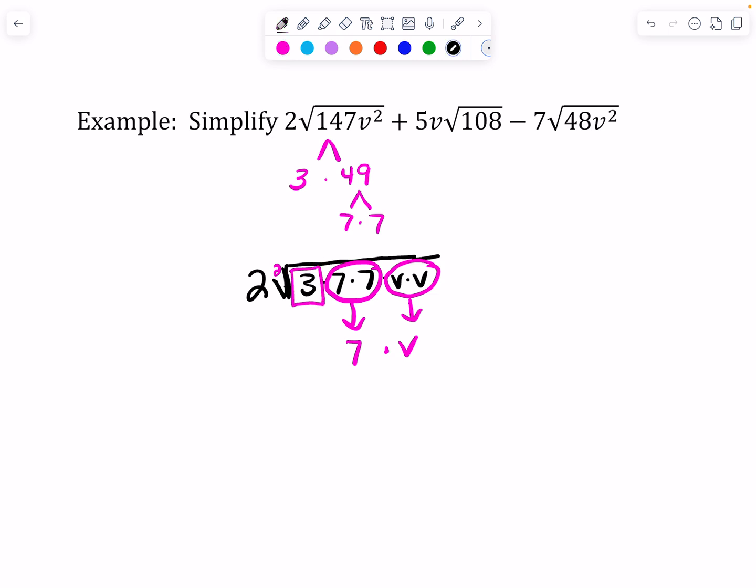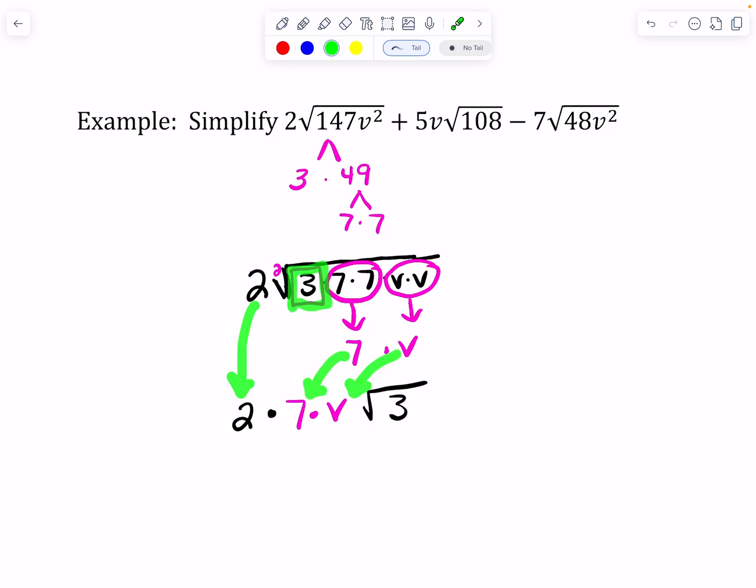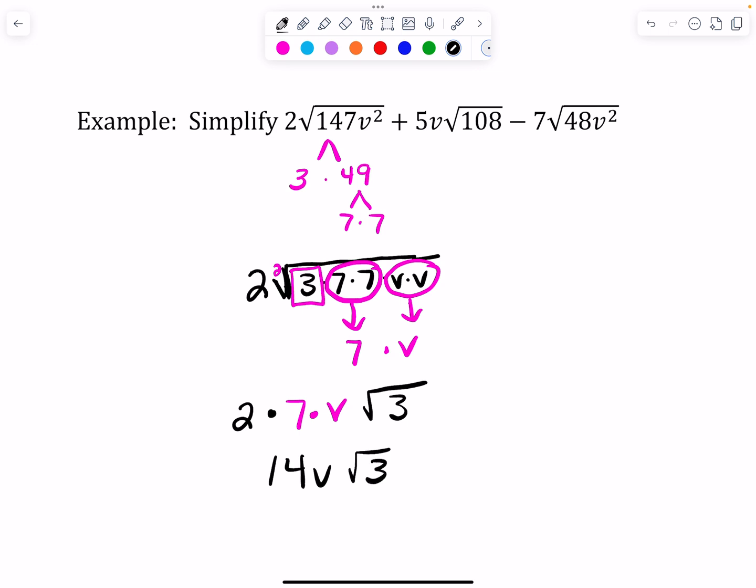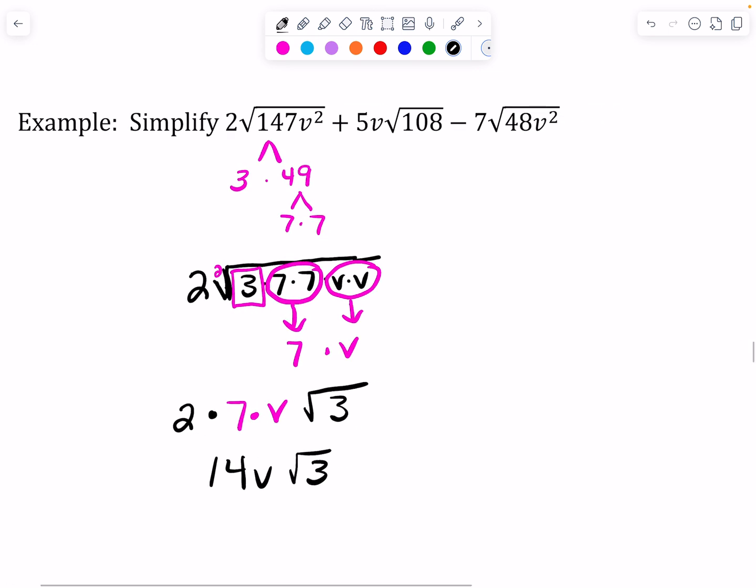So now we have 2 times 7 times v with the square root of 3. This 2 is in front. That's the 7 we took out. That's the v we took out. And here's the 3 that stayed underneath. So this gives us 14v root 3. Now we're going to look at the next one.